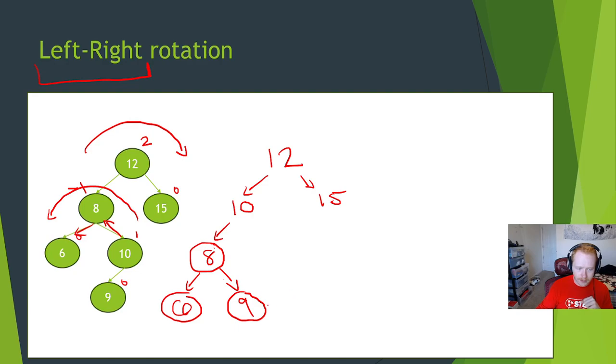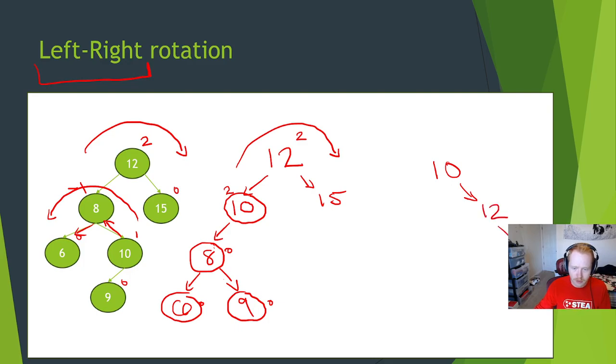Recalculate all of our factors. So 0, 0, 0. We get a 2 minus 0, so we have a 2 here, 3 minus 1, and a 2 here. Now we need to do a right rotation based on 10. So we're going to move everything to the right. So 10 is the new root, 12 is the right child, 15 is the right child of 12, and then we get 8, 6, and 9.